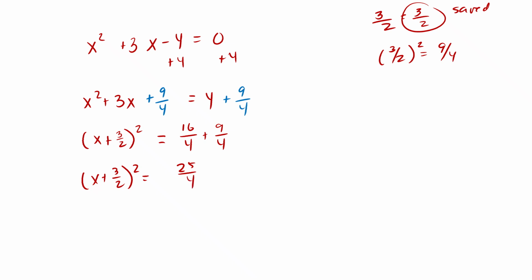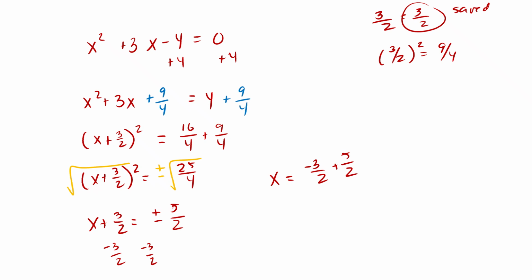And now we can do the square rooting step. This one is factorable because I actually can take the square root of that. So x plus 3/2 is equal to plus or minus 5/2. And then we'll subtract the 3/2 from both sides. So we end up with negative 3/2 plus 5/2 and negative 3/2 minus 5/2. This will be 2 over 2, which is equal to 1. And this will be negative 8 over 2, which is equal to negative 4.